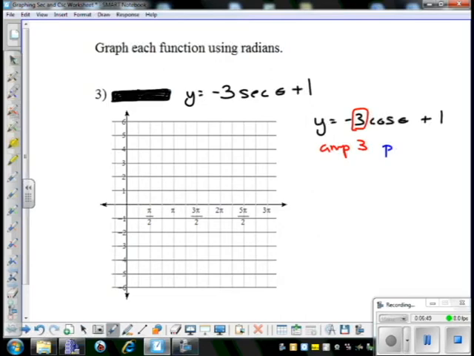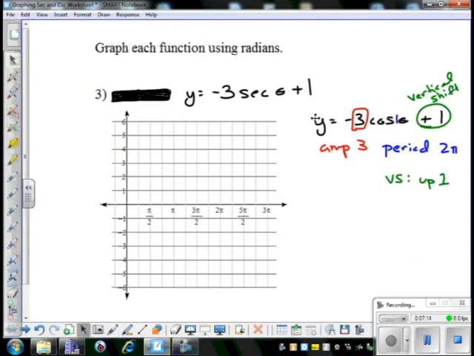Our period, again, is going to be 2 pi, because the number in front of theta here is 1. And remember, it's 2 pi divided by 1. Now, outside our theta, we have a 1 out here. That's going to be a vertical shift. Because it is positive, we'll have a vertical shift of up 1.